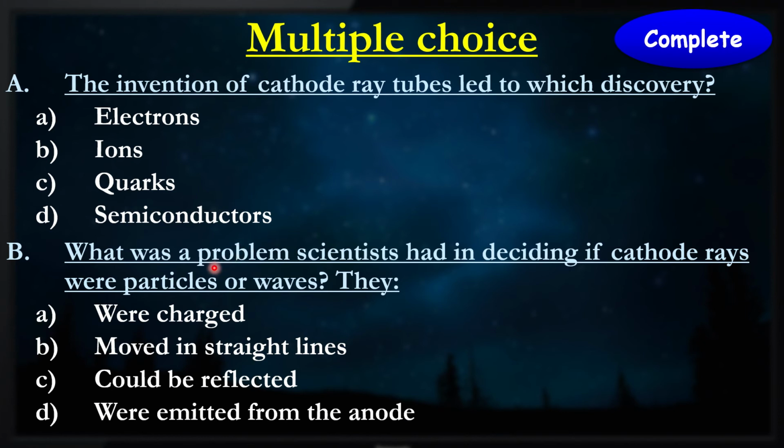So in question A, the invention that helped us to understand cathode rays led to the discovery of electrons, because electrons are cathode rays. B, what was the problem scientists had in deciding if cathode rays were particles? The answer was, were they charged? If you recall, in the previous video, we were saying the reason why they couldn't determine if it was negatively charged or positively charged at the time was because the vacuum tube didn't have a low enough air pressure.